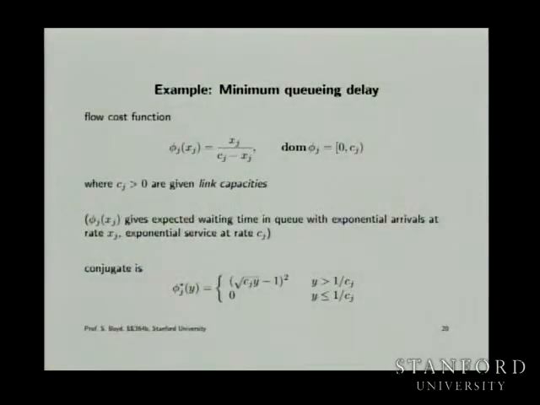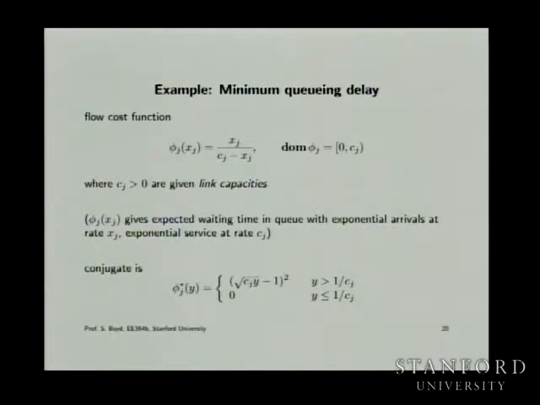Okay, so let's look at an example. It's going to be minimum queuing delay on a single commodity network. So the flow cost function is going to be something like this: xj over c minus xj. This is roughly a queuing delay. It doesn't matter, but it's roughly a queuing delay. And you can see here that it's got a capacity, and as you run the traffic up to the capacity, this denominator is going to get very small, and your queuing delay is going to get very large.